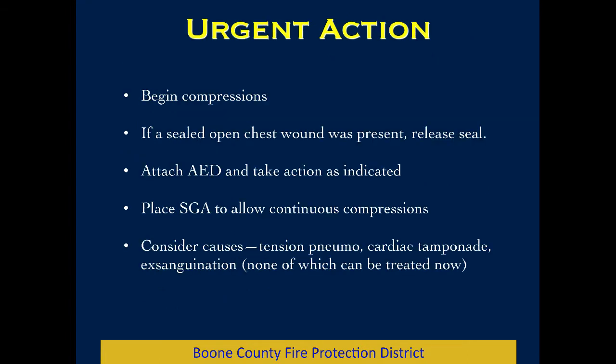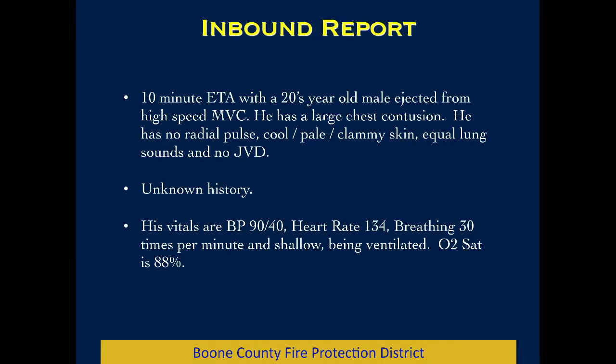What do we do for trauma arrest? We go fast. Well, we were already going fast, but we go fast. If we had an open chest wound that was sealed, we would release it and just leave it open. We're going to start compressions, attach the AED, do all your usual stuff. There's nothing wrong with an early supraglottic or extraglottic device. So a King or an iGel or whatever you've got would be great. And then consider those causes, even though you can't manage any of them.